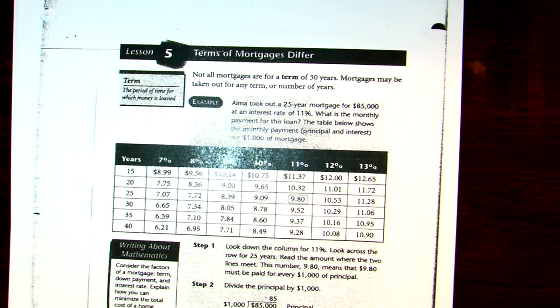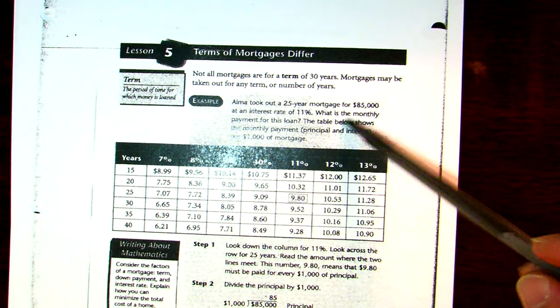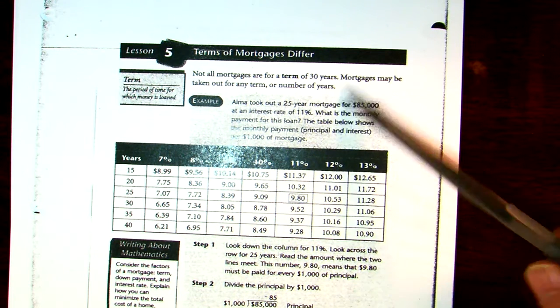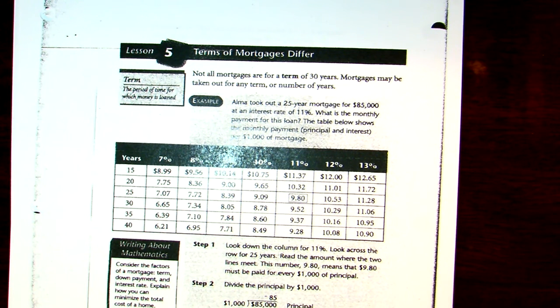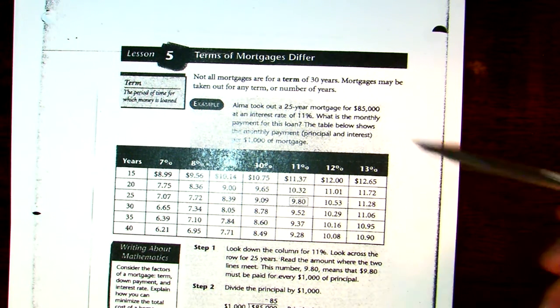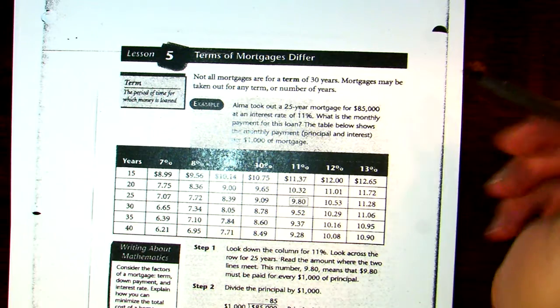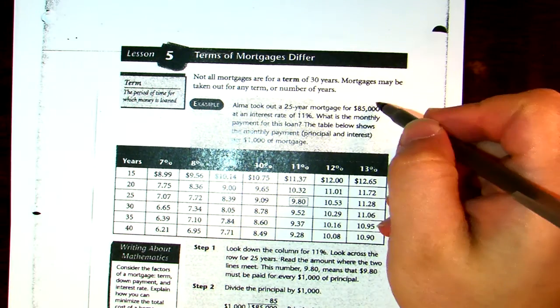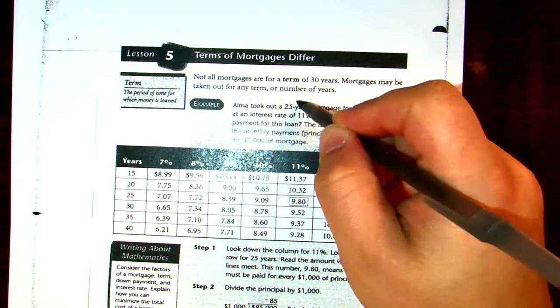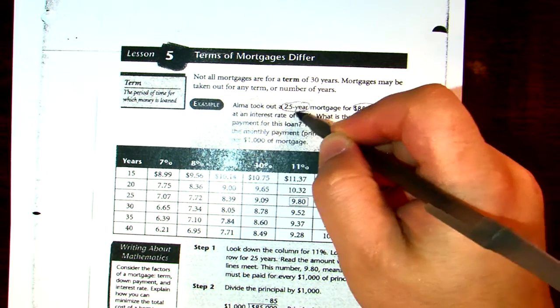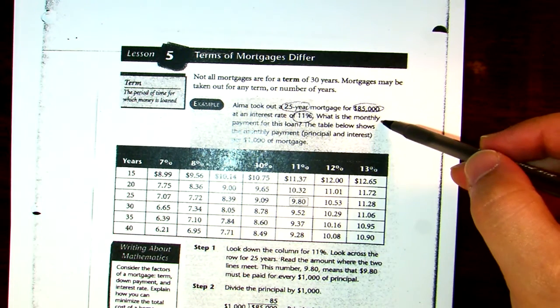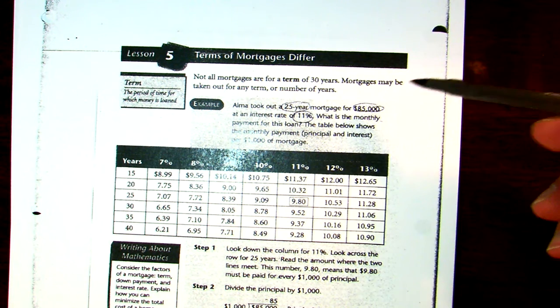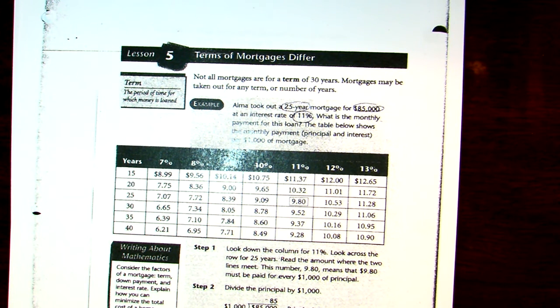Terms of mortgages differ. This chart essentially gives you, in thousands, the monthly payment that you're going to pay for your mortgage. So let's go right to an example here. Let's use the example they give us. It says Elma took out a 25-year mortgage for $85,000, at a rate of 11%. What is the monthly payment for the loan? The table shows the monthly payment, principal and interest per thousand of mortgage.